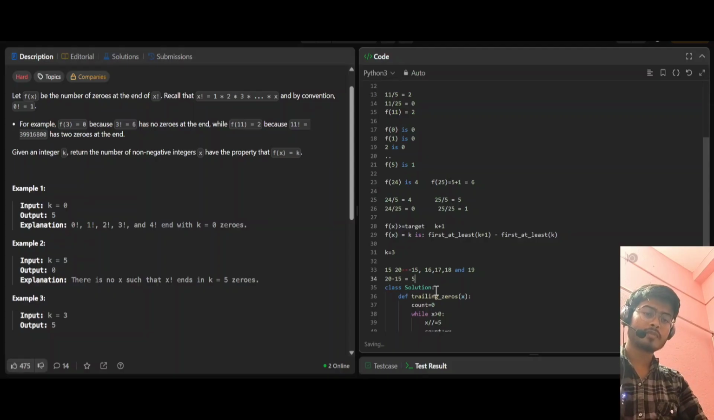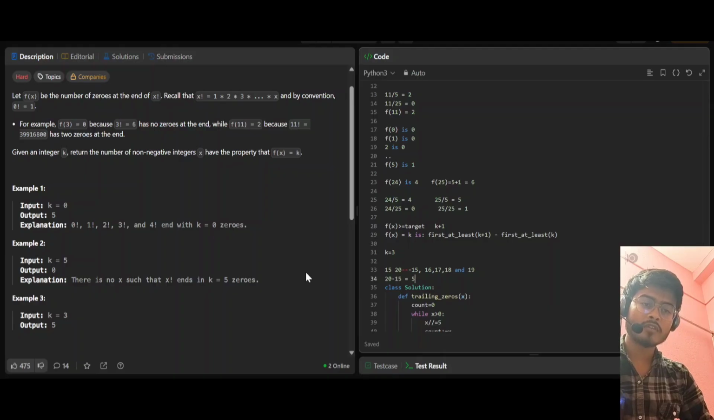Now suppose k is equal to 5. The first value where the trailing 0 count is at least 5 is 25, but at 25 the count directly becomes 6 like we saw earlier. So the first value where the count is at least 6 is also 25. Therefore 25 minus 25 is equal to 0. This correctly tells us that no value has exactly 5 trailing zeros.